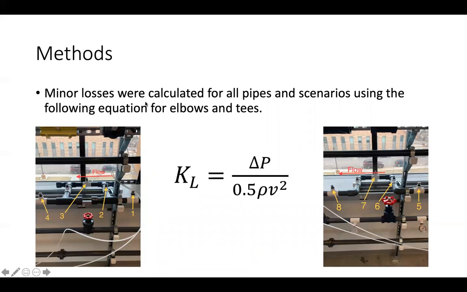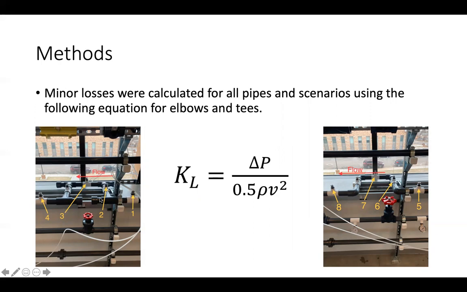The minor losses were then calculated for elbows and tees, and this was done using these pressure ports in the picture. So the pressure drop from 1 to 2 was used to calculate the minor loss of this first T. The pressure drop from 1 to 3 minus the pressure drop from 1 to 2 was used to calculate the pressure drop through the second T.